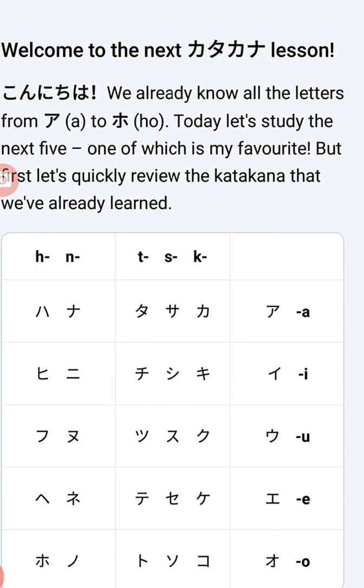And the last one, to. One horizontal line, one vertical line, and then from the left, you write a little stroke downwards, at an angle of maybe 15 degrees. So that's your to. Ta, ti, tu, te, to.